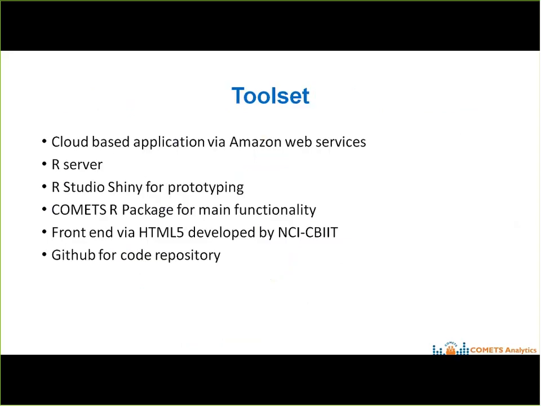So here's what the toolset looks like. It's a cloud-based application through Amazon Web Services. They have an R server on the cloud. We use RStudio Shiny for the prototype. And the main analysis functionality is facilitated through an R package in COMETS, which we will make public shortly. The front end, which the user interface, was developed by NCI CBIT using HTML5, and again, GitHub houses all the code as a code repository.